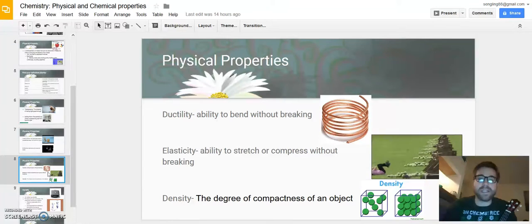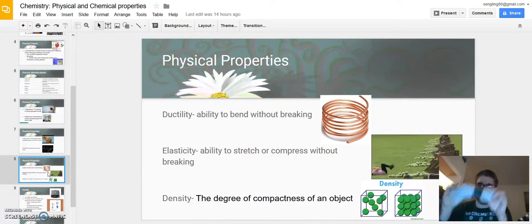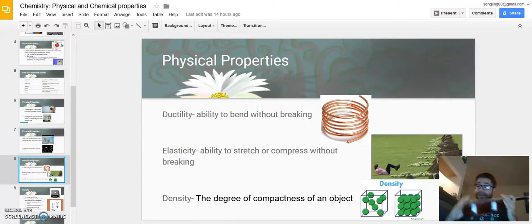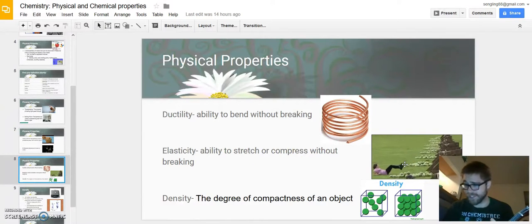Ductility, that's the ability to bend without breaking. You can bend something without breaking. My socks, very ductile. They can bend without breaking. My ukulele does not bend. It is not ductile. Elasticity, that's the ability to stretch or compress. In this GIF here, or some people say GIF, but in this GIF, the rubber band here is being stretched, and that means this rubber band is very elastic.